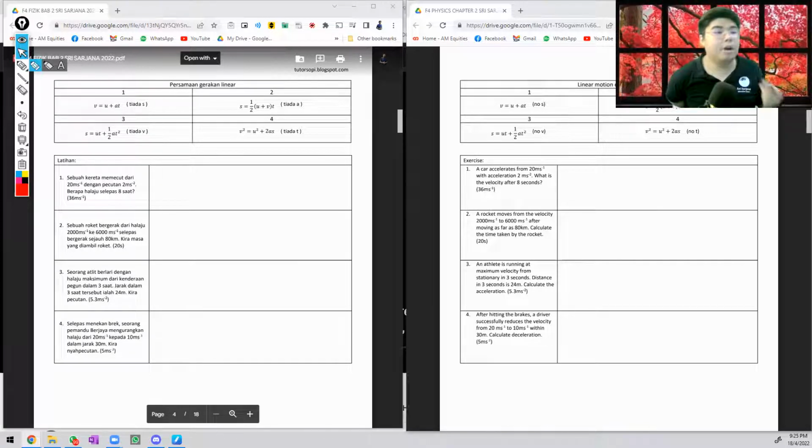Okay, boleh? Now, demonstration. I show you, later I'll make a question for you to do. Okay, take a look at the first one. I show you how to do already. Step by step, listen, we read first. A car accelerates from 20 meters per second with acceleration 2 meters per second squared. What is the velocity after 8 seconds? Sebuah kereta memecut dari 20 meter per saat dengan pecutan 2 meter per saat kuasa 2. Berapa halaju selepas 8 saat? Okay, SAF 2. No discussion about what it is.